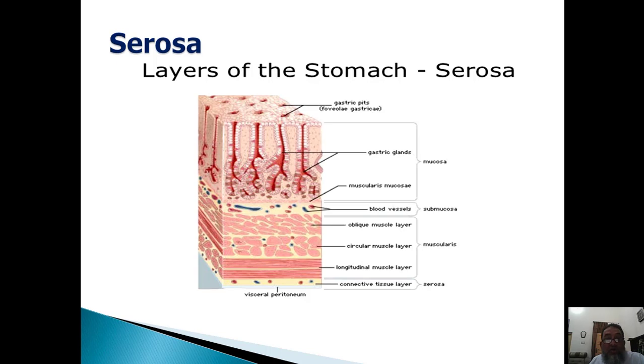Now the last one is the serosa. You see the visceral peritoneum is the last layer. This is the lining epithelium, and then the connective tissue layer, longitudinal muscle fiber, oblique muscle fiber, circularly arranged muscle fiber, blood vessel in the gastric mucosa, submucosa. These are gastric glands. This is a beautiful picture demonstrating all the layers of the gastric wall along with the gastric histology. But over here, the outermost covering is the visceral peritoneum, that is the lining epithelium along with the underlying connective tissue.